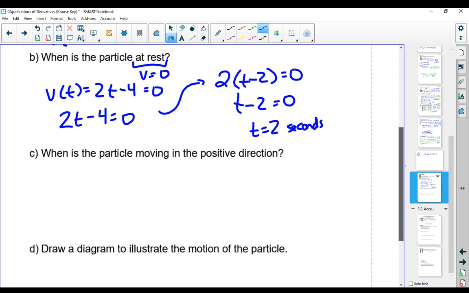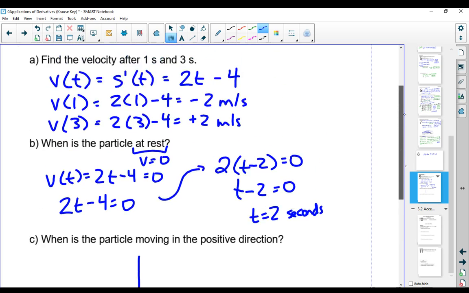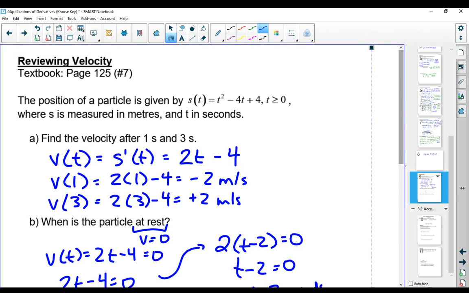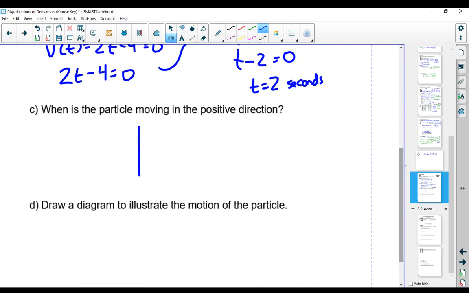It says, when is the particle moving in a positive direction? In other words, when are the values for the velocity going to be positive? So this t equals 2 seconds is a critical point. That's going to be a turning point. And we know from the starting point here that the position formula is here, and the time is greater than or equal to 0.